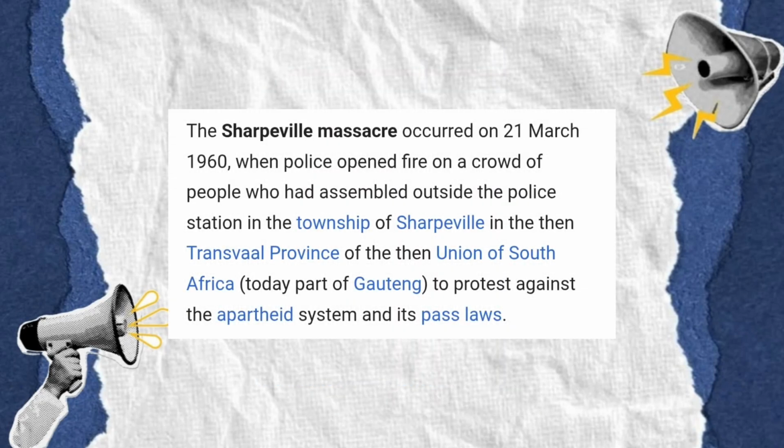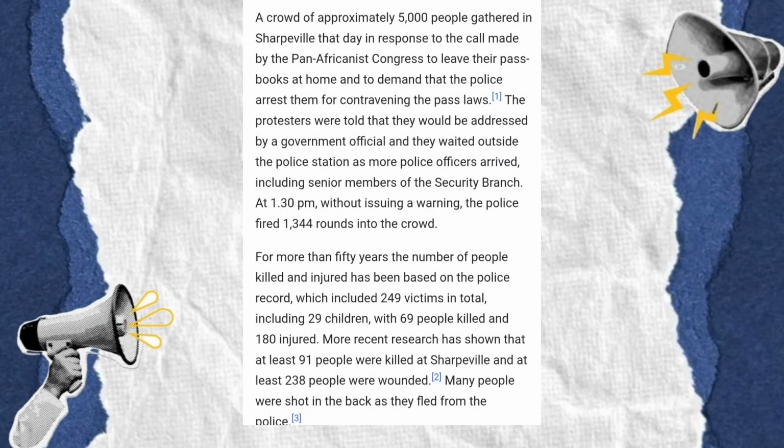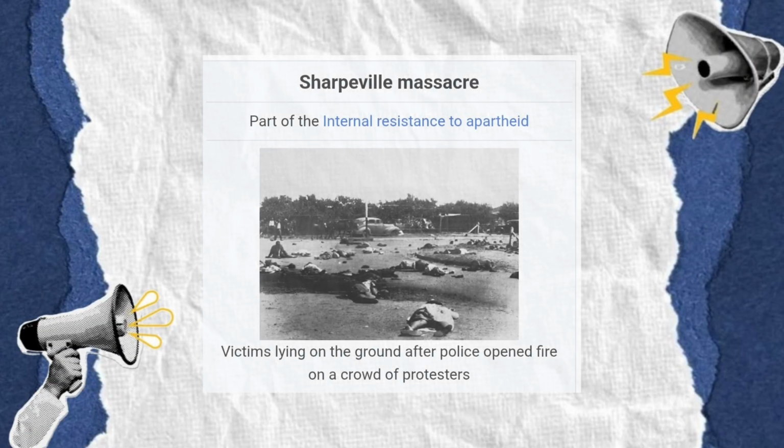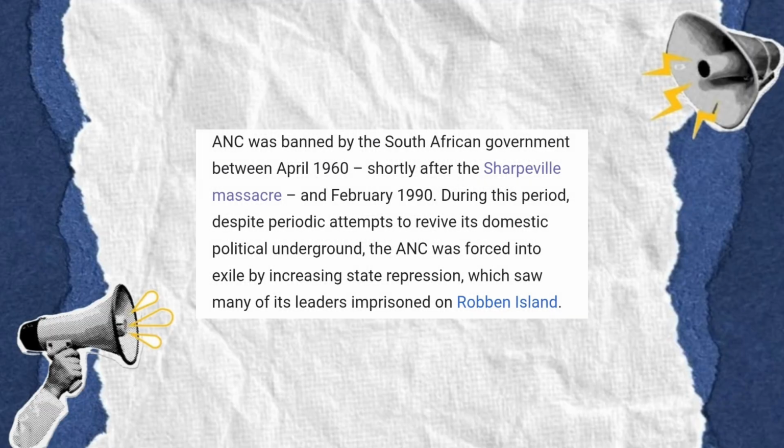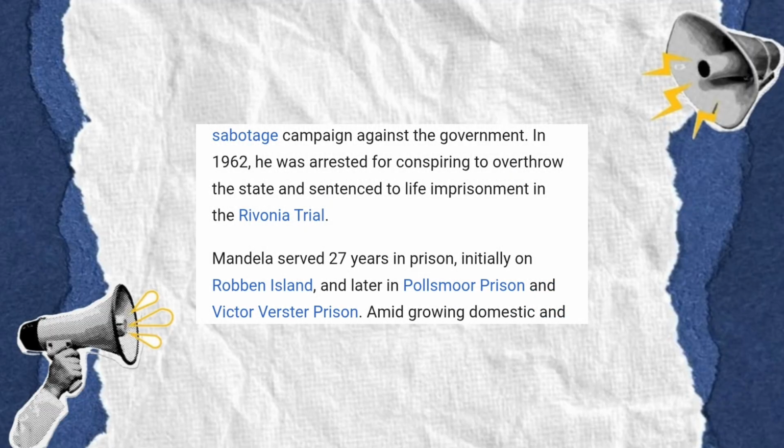In 1960, police opened fire on protesters in Sharpeville, killing dozens of people. The massacre became a global symbol of apartheid's brutality. The government responded by banning major opposition groups. Mandela was eventually arrested and sentenced to life in prison. He would spend 27 years behind bars, but his imprisonment didn't end the resistance. If anything, it made him even more famous around the world.